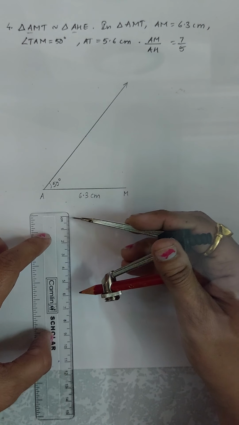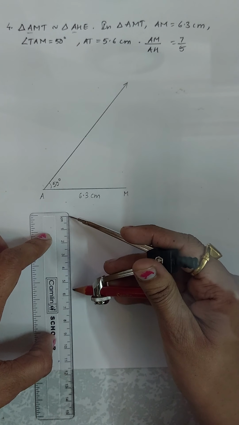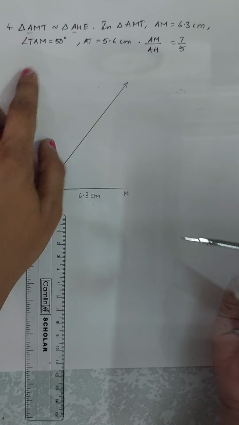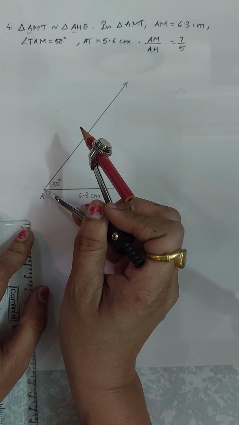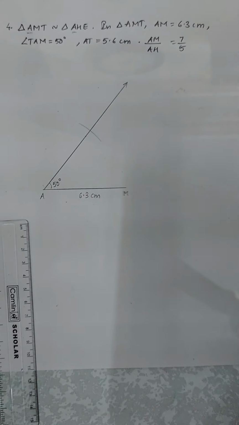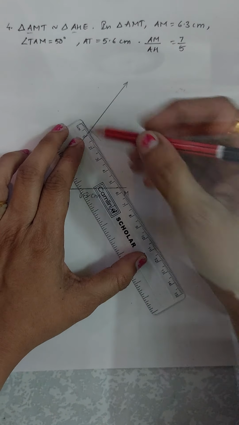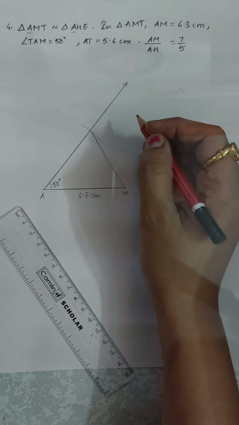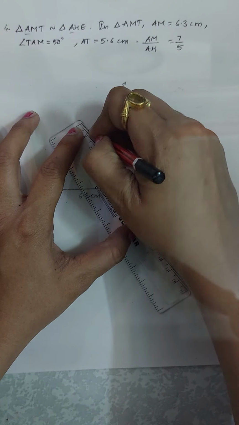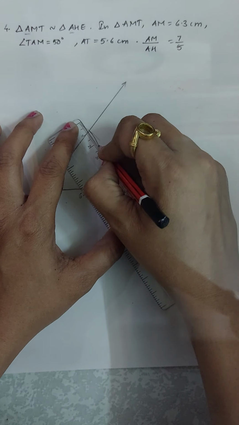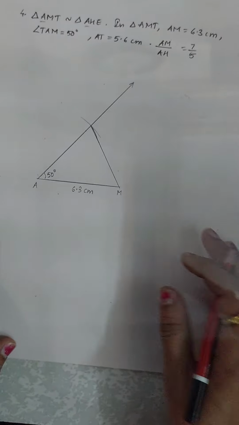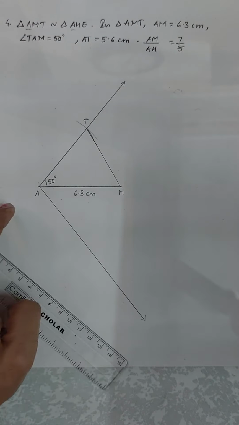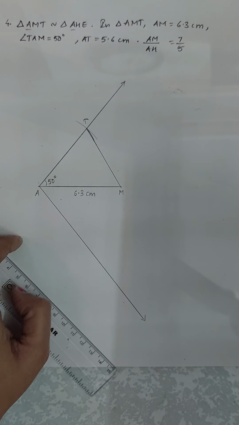So we have this 5.6 as the other side which we are going to measure now. So this is 5.6 which I am taking, as you can see here. So AT is 5.6. I'll draw this here and I'm going to draw a line like this. Okay, so this is going to be triangle ATM. And then since A is a common vertex, we are going to draw a line like this and we are going to draw arcs.